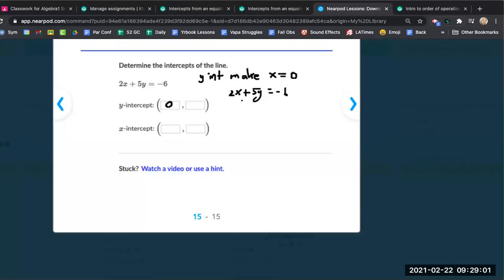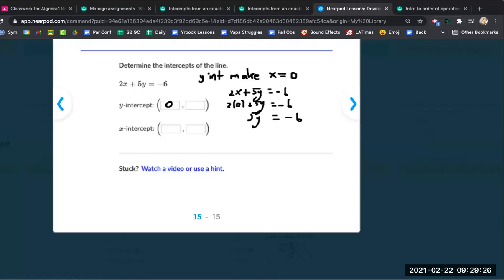Can someone take it away from there? Molly again, or Raymond or Vigo? Clark, I know you got it. So what would we do now? I'm ready to. Put the 5 in the next place. Yes, we get 5y equals -6, right? Because there's nothing left of the 2x, it's 0. So what do we get?